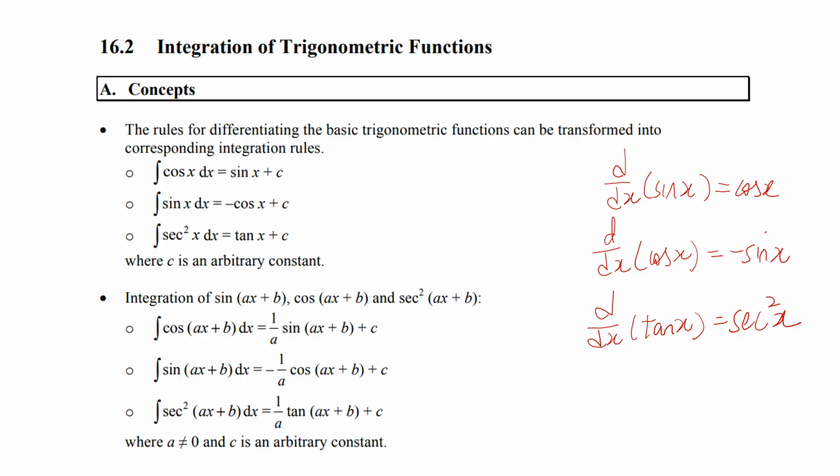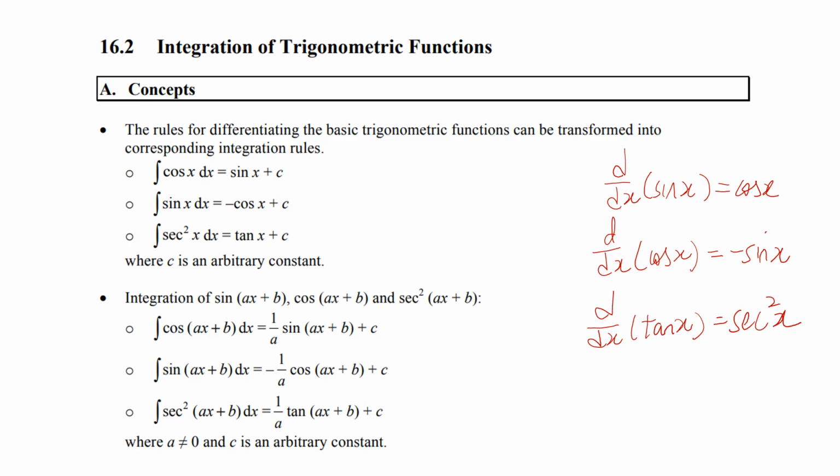We have learned how to find the derivative of sine x to be cos x, the derivative of cos x to be negative sine x, derivative of tangent x to be secant square x. So since integration is the opposite of differentiation, when we integrate cos x, we're expected to get sine x plus c. When we integrate sine x, we're expected to get negative cos x plus c. When we integrate secant square x, we're expected to get tangent x plus c, where c is an arbitrary constant.